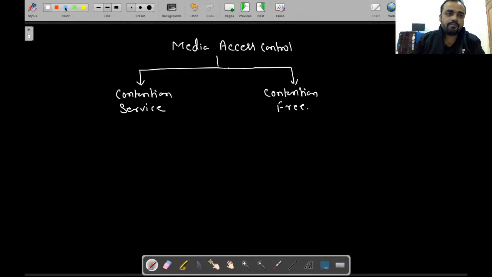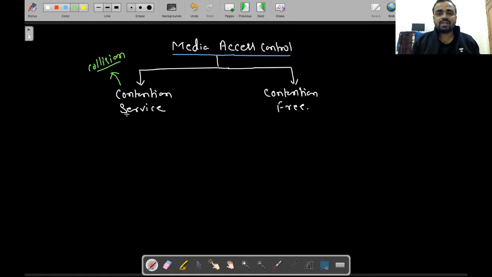Okay. Now, what is the meaning of contention? Contention is an English term whose simple meaning is partition, a range where the collision will occur. So whenever I say contention-based, it means there will definitely be a collision. If there is a definite possibility of collision, then what will our target be? Our target will be to reduce the percentage of collision.